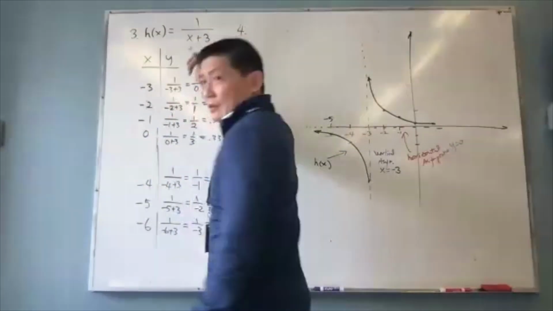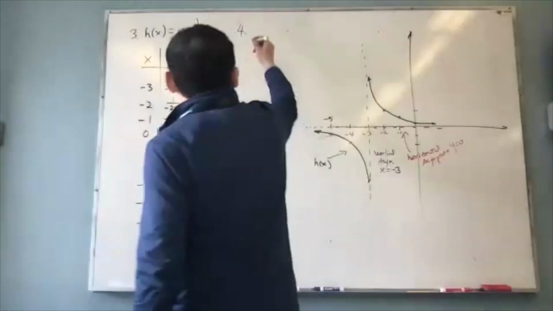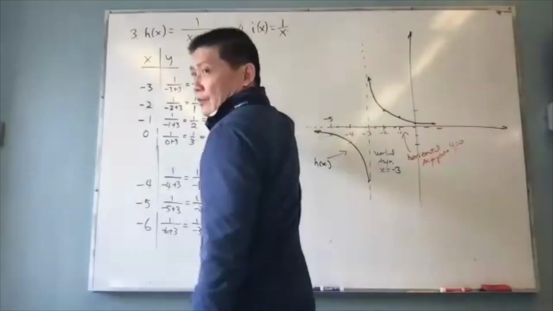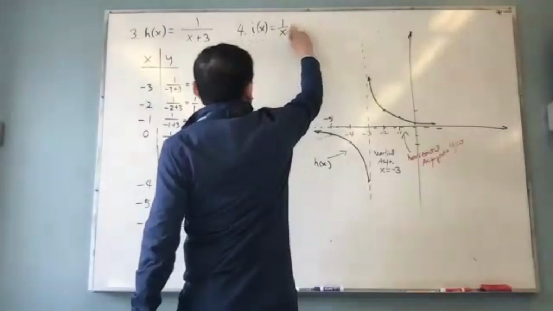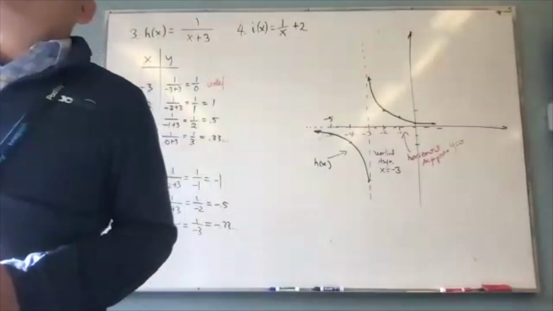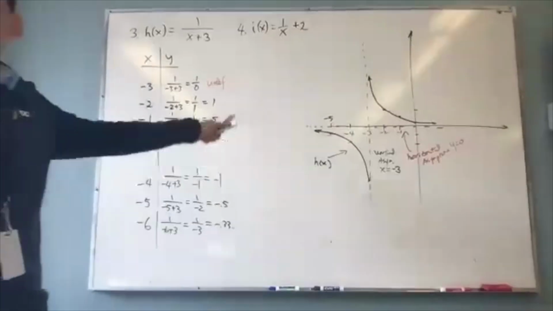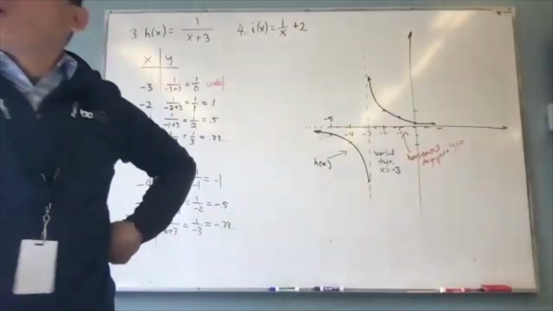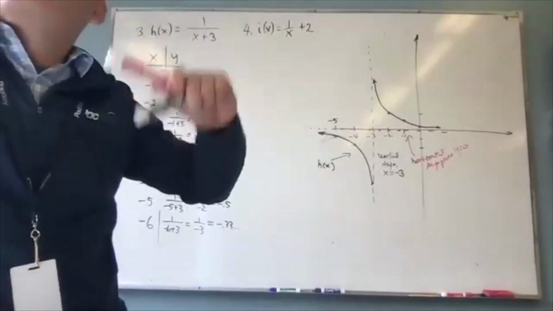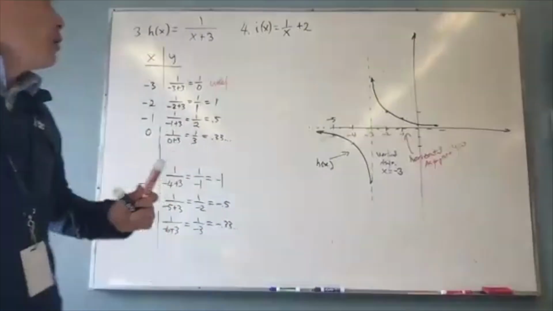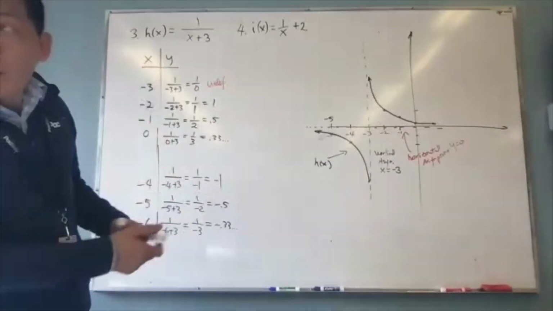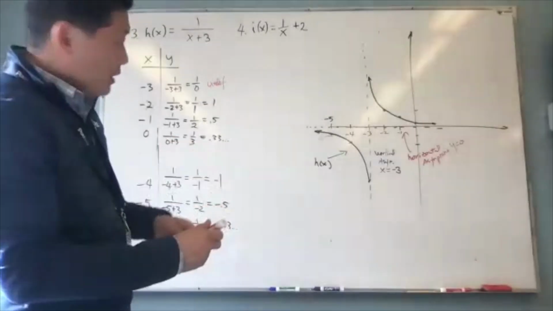Number 4 is i of x is equal to 1 over x plus 2. Okay. Well, this is interesting because I know 1 over x because we just did it in number 1. But this is 1 over x first, then plus 2, right? And the other one had plus 3 in the denominator. So it's a little different. So the question is, what does it look like?